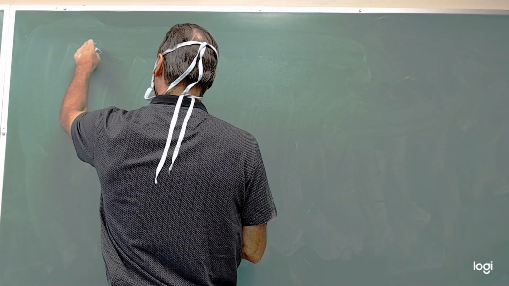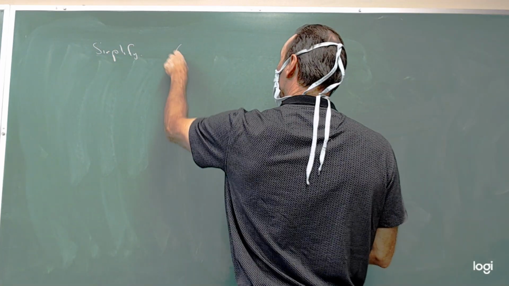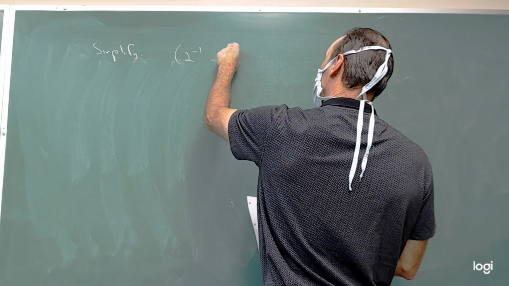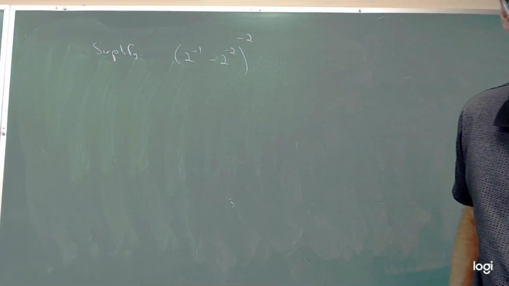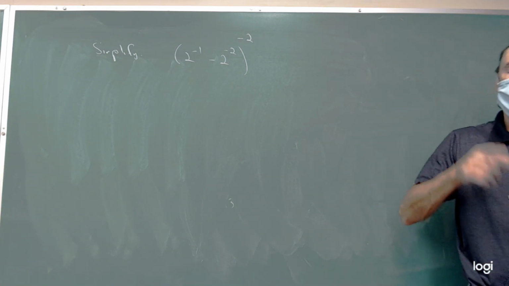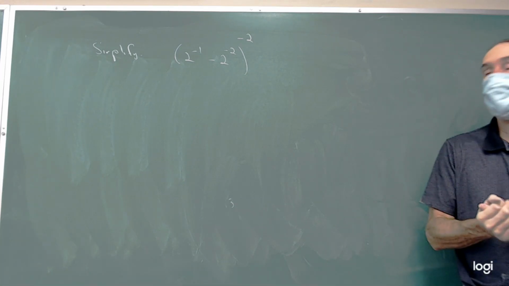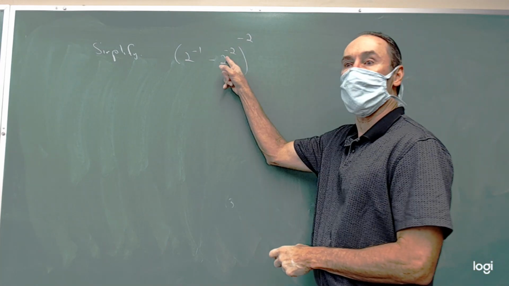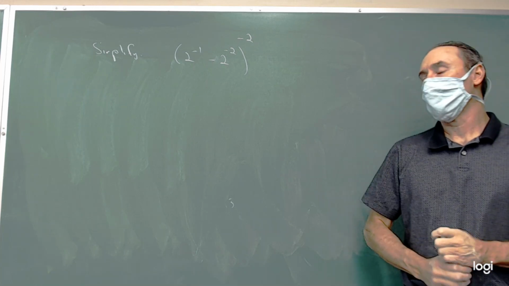So some practice with exponentials: simplify 2 to the negative 1 minus 2 to the negative 2, all to the negative 2 power. Now this is very tempting to do something that is not correct mathematically. There is no distributive property of exponents over addition or subtraction. It's so hard to resist just applying these negative exponents there, but that is not correct. You cannot get to the right answer that way.